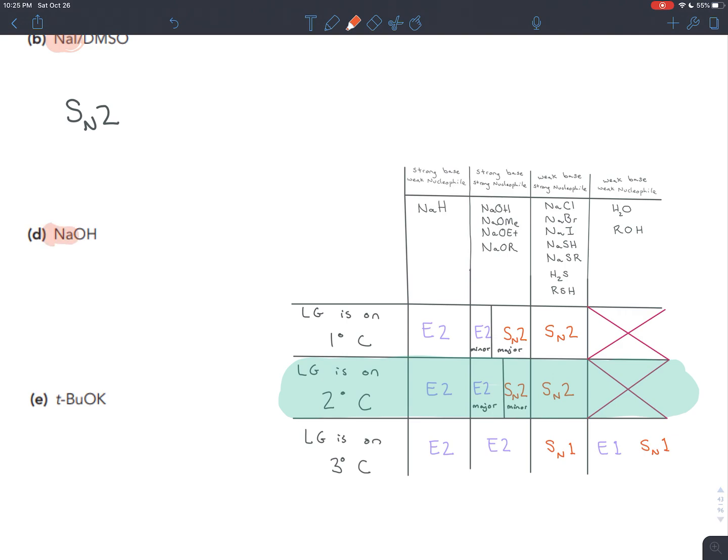Well, what if the reagent we used was sodium hydroxide? Sodium hydroxide is a strong base and a strong nucleophile. So we're in the second column, where that overlaps with the row that we have. We see that we get 2 products. We get an E2 product, which is our major product, and we get an SN2 product, which is our minor product.